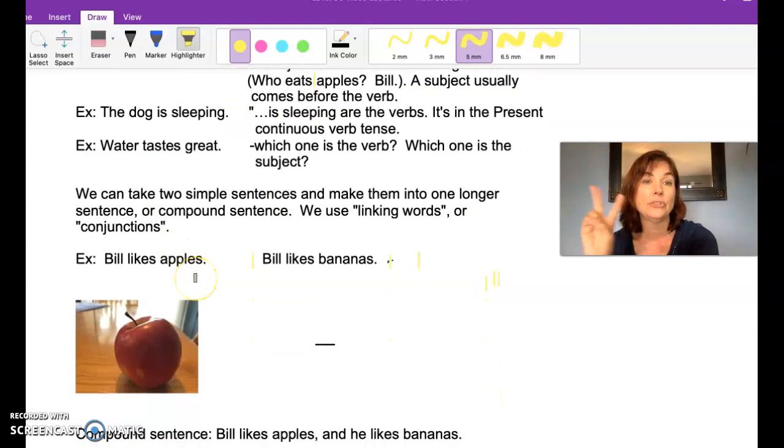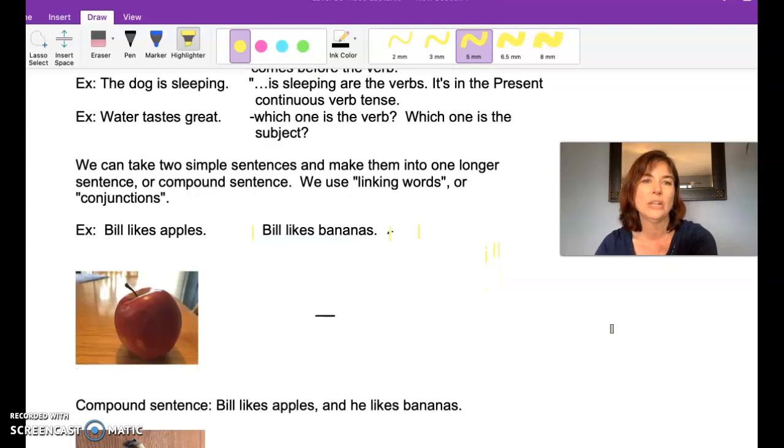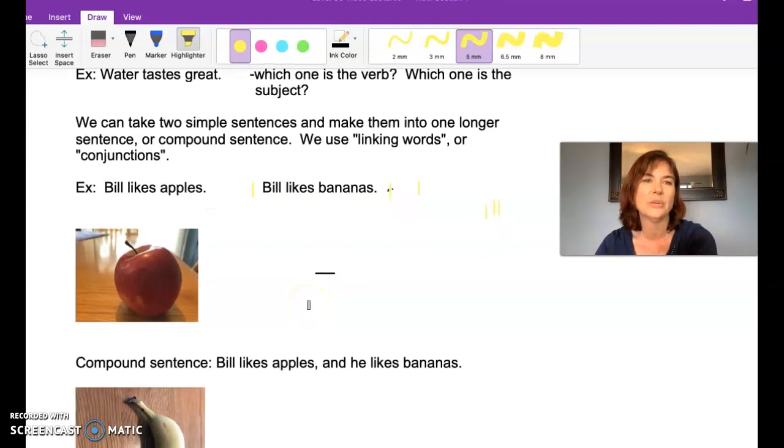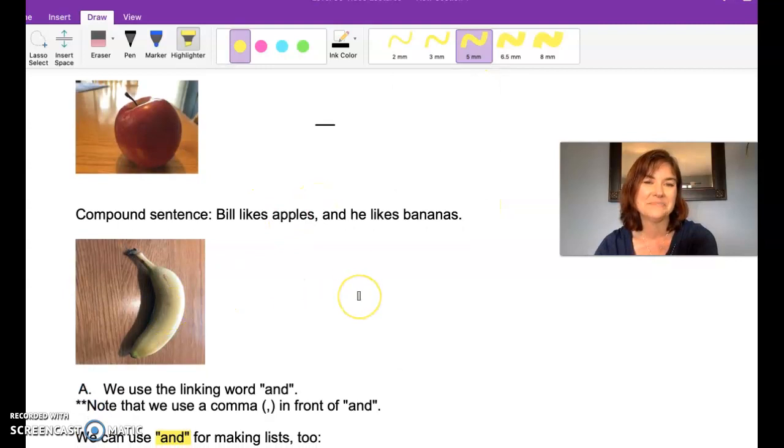Now we can take two simple sentences and make them into one longer sentence or one compound sentence. And we use linking words or conjunctions. So here we have the two simple sentences. Bill likes apples. There's my little picture there. Bill likes bananas right there. To make those two sentences into one, we can use the linking word and, okay? And here then is our compound sentence. Bill likes apples and he likes bananas.